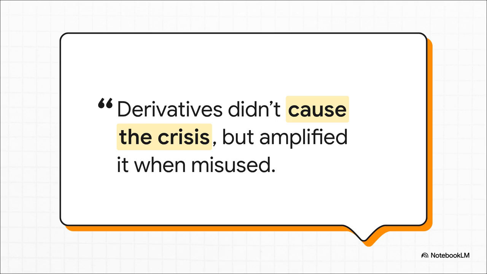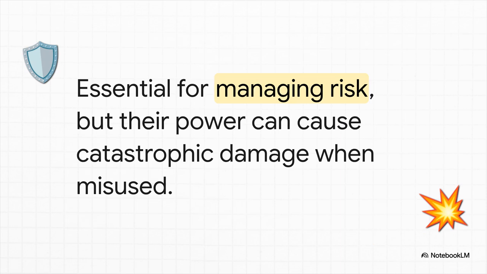So what's the key takeaway here? It's that the derivatives themselves weren't really the villain. They didn't cause the crisis. They were just an incredibly powerful tool. A tool that, when used recklessly by people who didn't fully grasp the risk, well, it was like throwing gasoline on a bonfire. And that really brings us back to the main idea here.